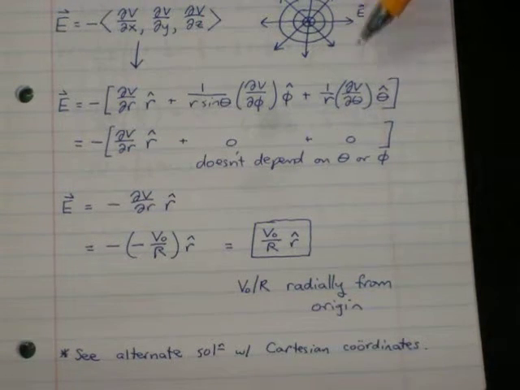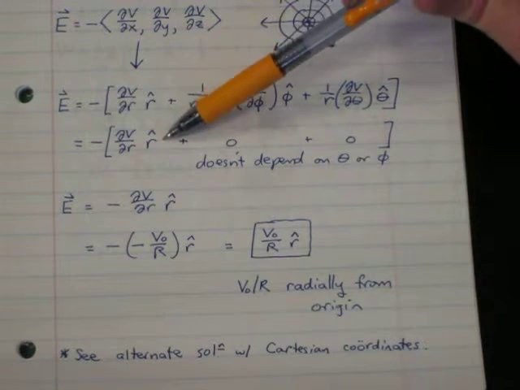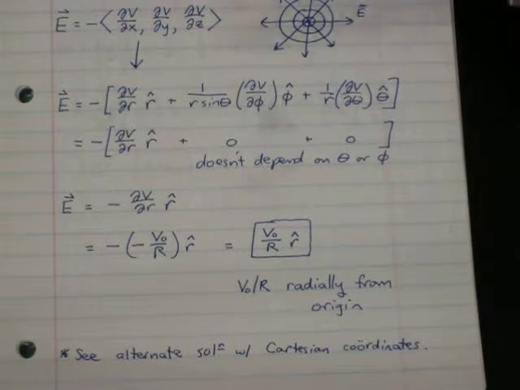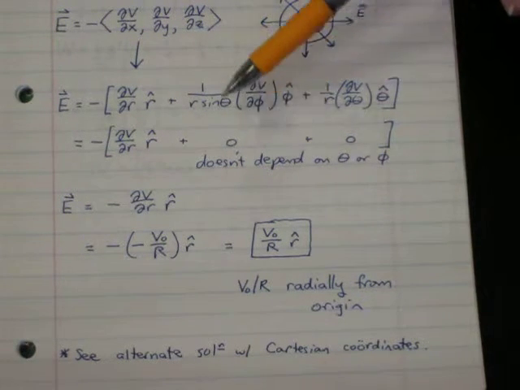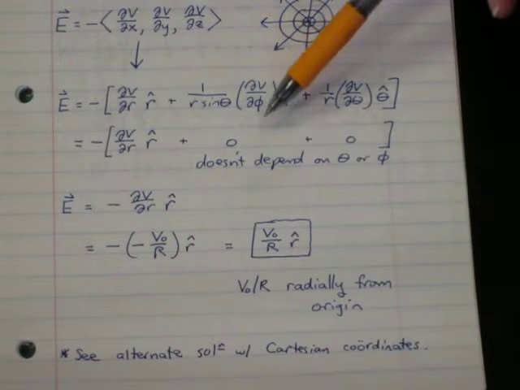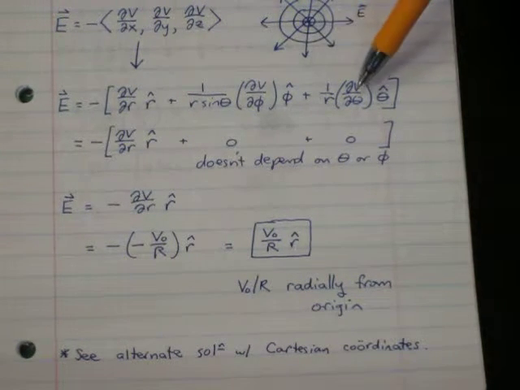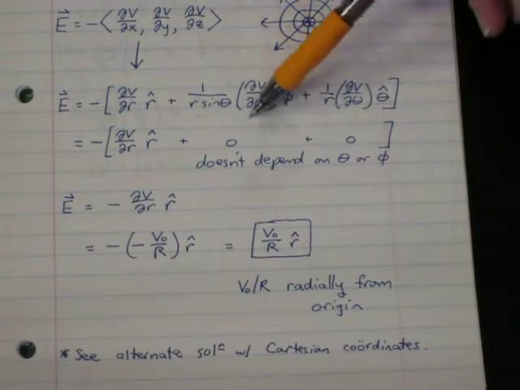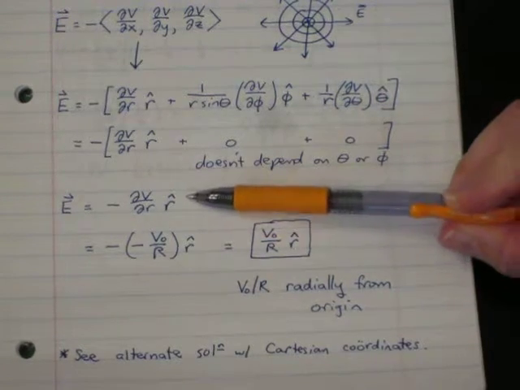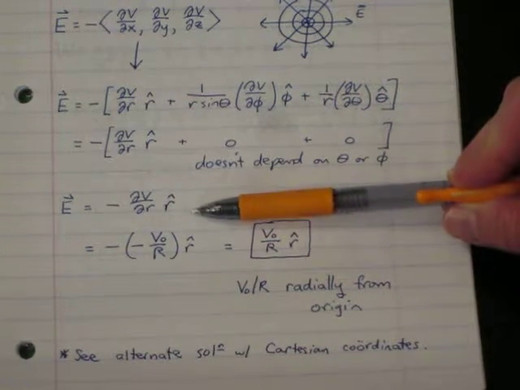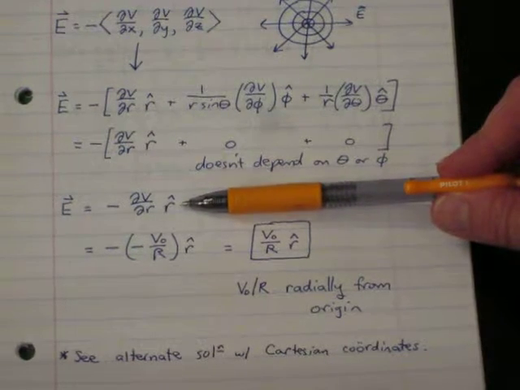When we do those, the differentiation with respect to R, plus differentiation with respect to phi, which it doesn't depend on, differentiation with respect to theta, which it doesn't depend on. So these two terms go to zero, and we're left with electric field equals negative of dV dr, times R hat.